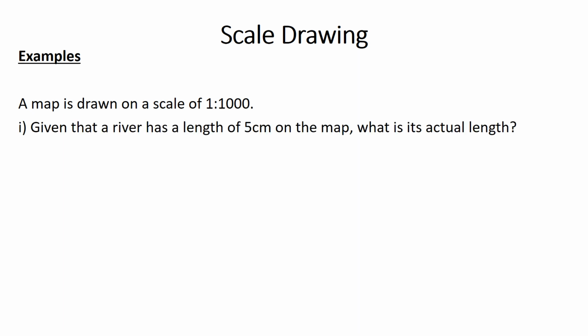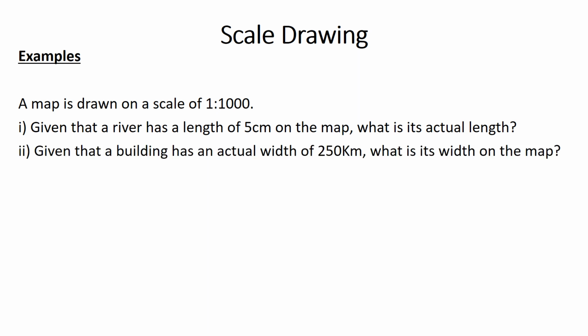So here's an example. A map is drawn to a scale of 1 to 1000. Given that a river has a length of 5 centimeters on the map, what is its actual length? So they have given us the length on the map. They want the actual length of this river. Second, given that a building has an actual width of 250 kilometers, what is the width on the map? So they have given us the actual width. They want us to know the width on the map.